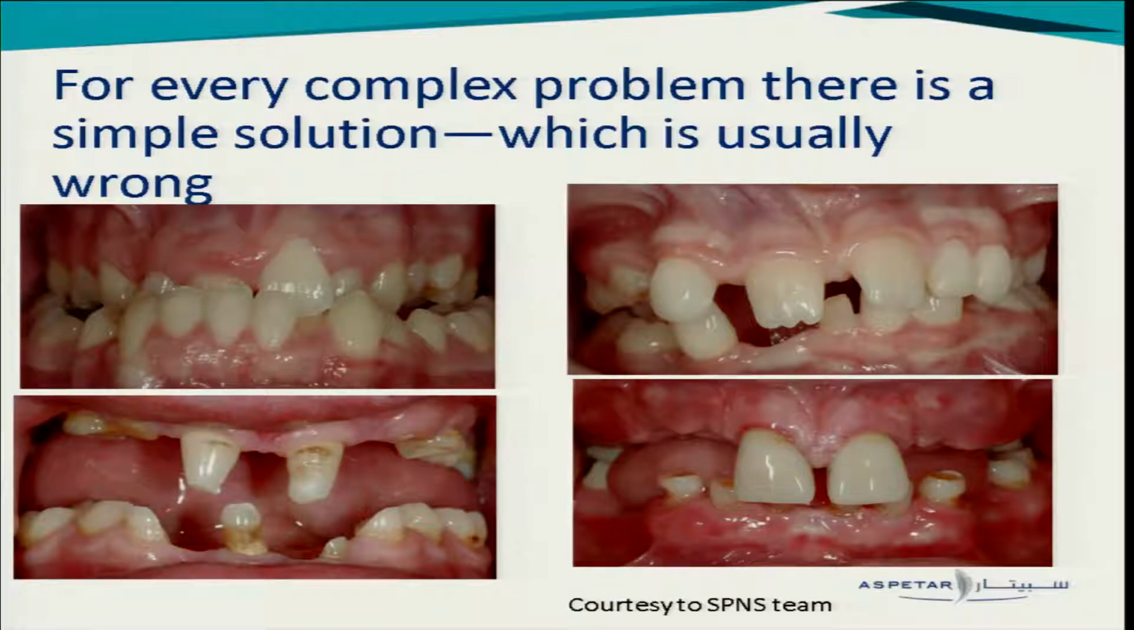Say a patient goes through orthodontic treatment for a year and a half or 2 years, and then they come back to you and you say, I'm sorry, I can't put an implant or a crown there. You have to go back and move the teeth a little bit more to be able to put a crown. It's very frustrating, and patients do not like it. So these situations could be avoided if we communicate more. For every complex problem, there is a simple solution, which is usually wrong. It's not the right solution.